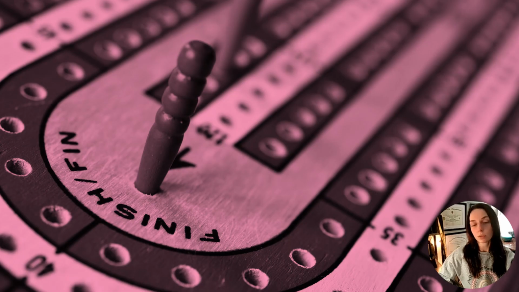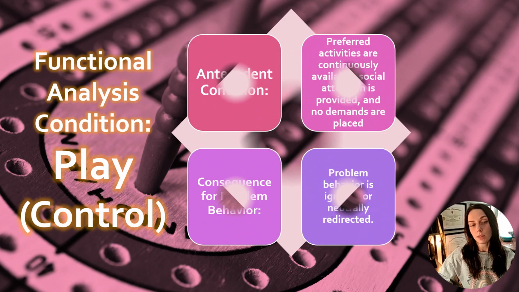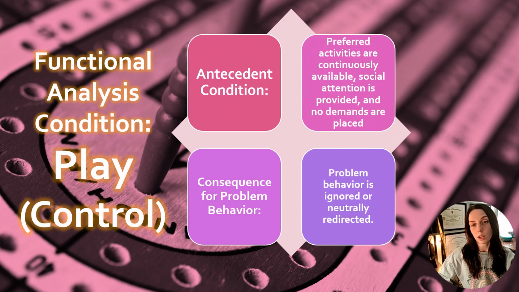So we're going to discuss the different test conditions and what high rates of problem behavior occurring under each of these conditions means for the function of that behavior. The first condition is going to be the play condition, which is your control. Problem behavior is expected to be low because there's no motivating operation in place to evoke the behavior.